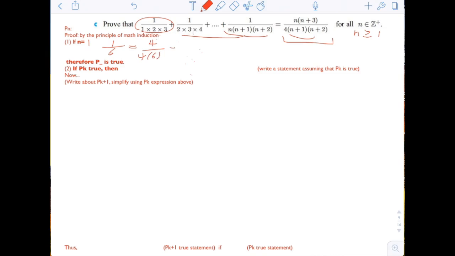4 times 6. Look, it's 1/6. So it works. So P of 1 is true. Now let's take the P of k case. So we're going to take the left side and we're going to substitute k in for all the n's.